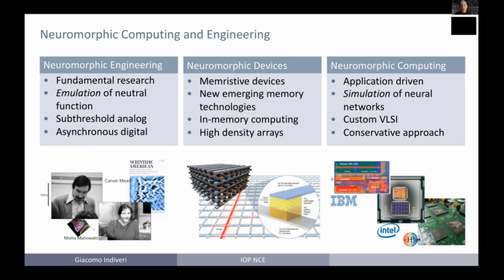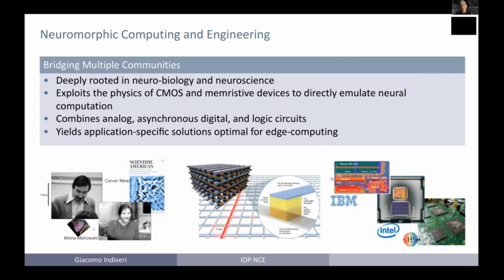So the idea is really to bridge these multiple communities and to support the publication of papers that are looking into deeply rooted neurobiology and neuroscience, or works that exploit the physics of CMOS and memristive devices to implement spiking neural networks or artificial neural networks, or also research efforts that combine analog, asynchronous, and digital logic circuits to build alternative new computing devices and new processors. Or finally, academic and industrial research groups that are looking into solving practical applications, in particular in the edge computing domain.